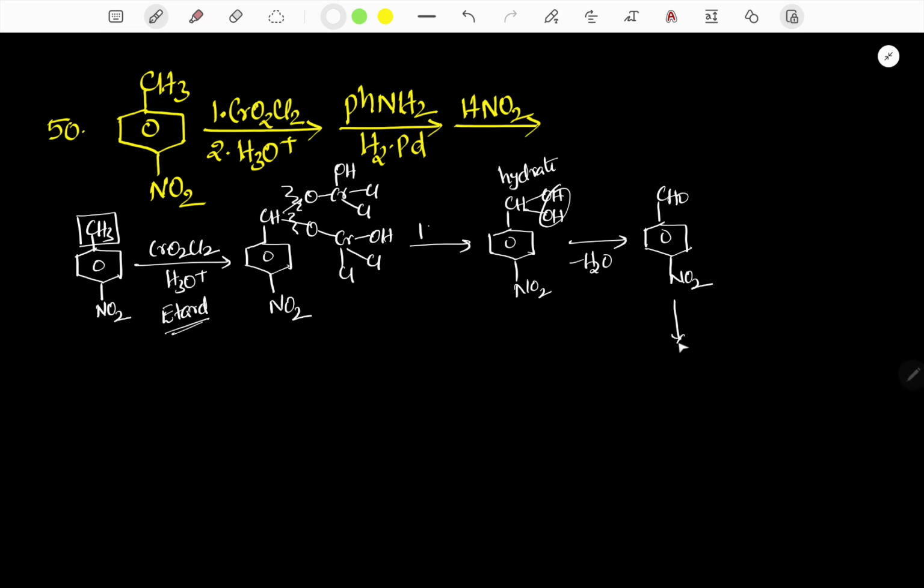Now it is treated with aniline and we are also using the reducing agent H2, Pd.